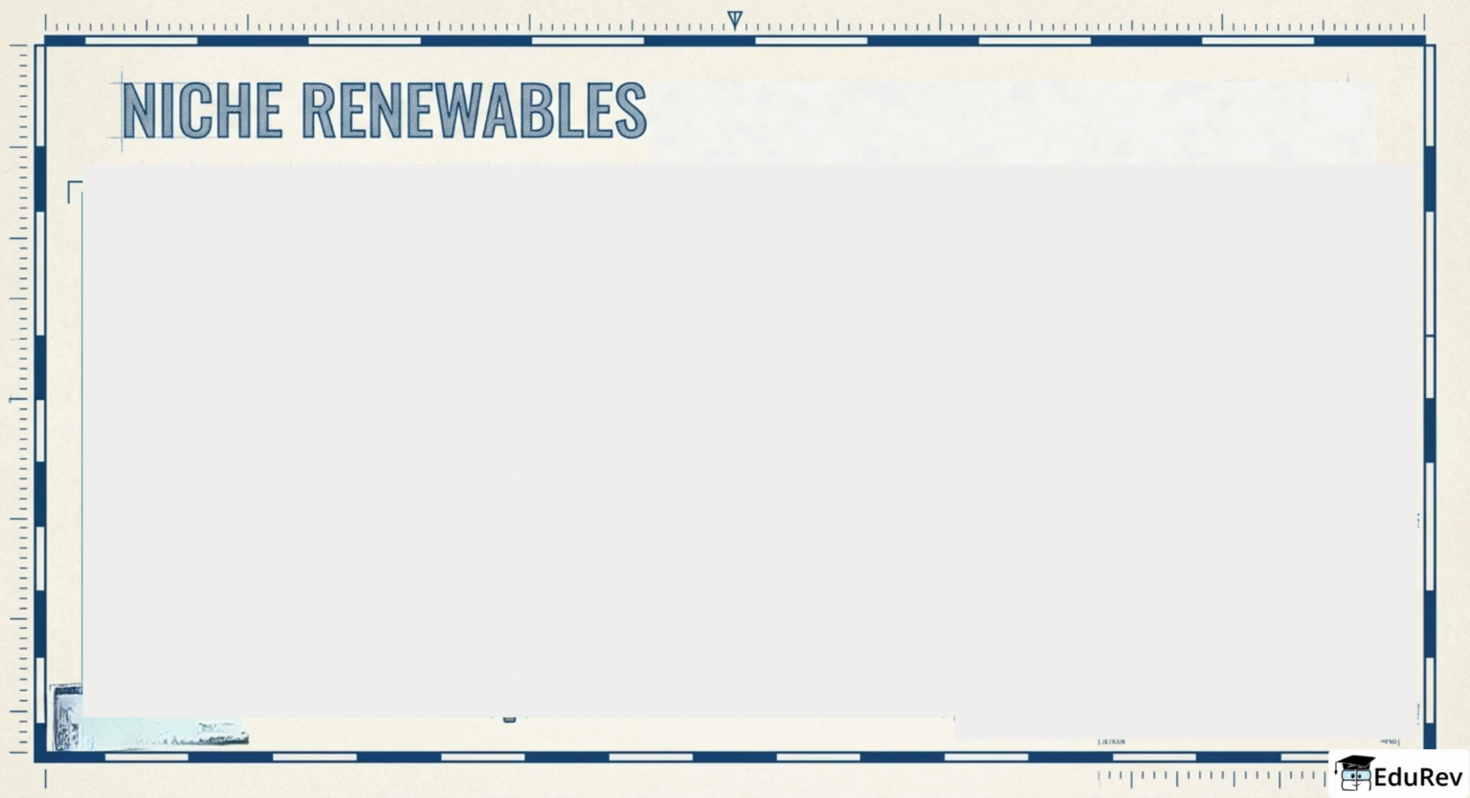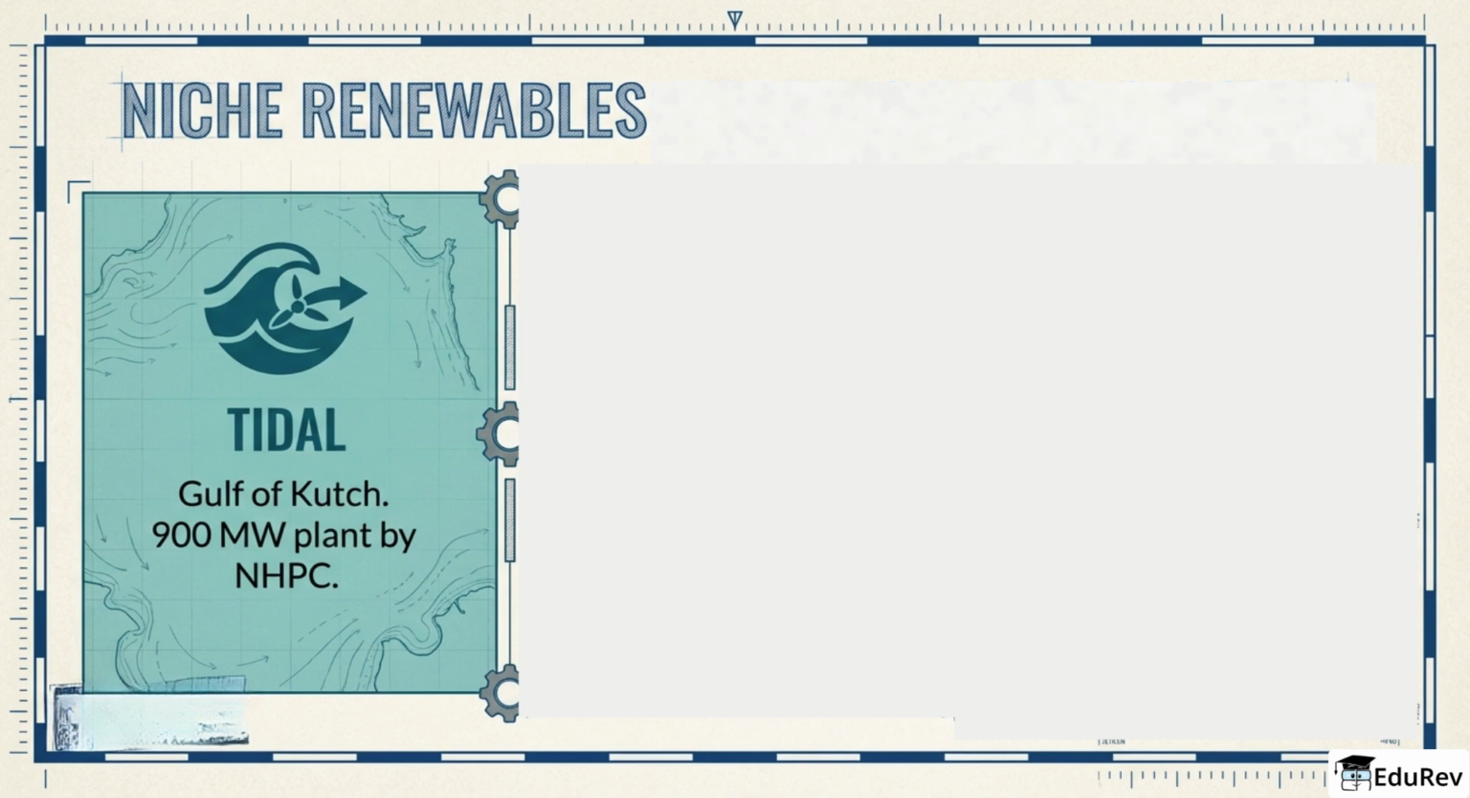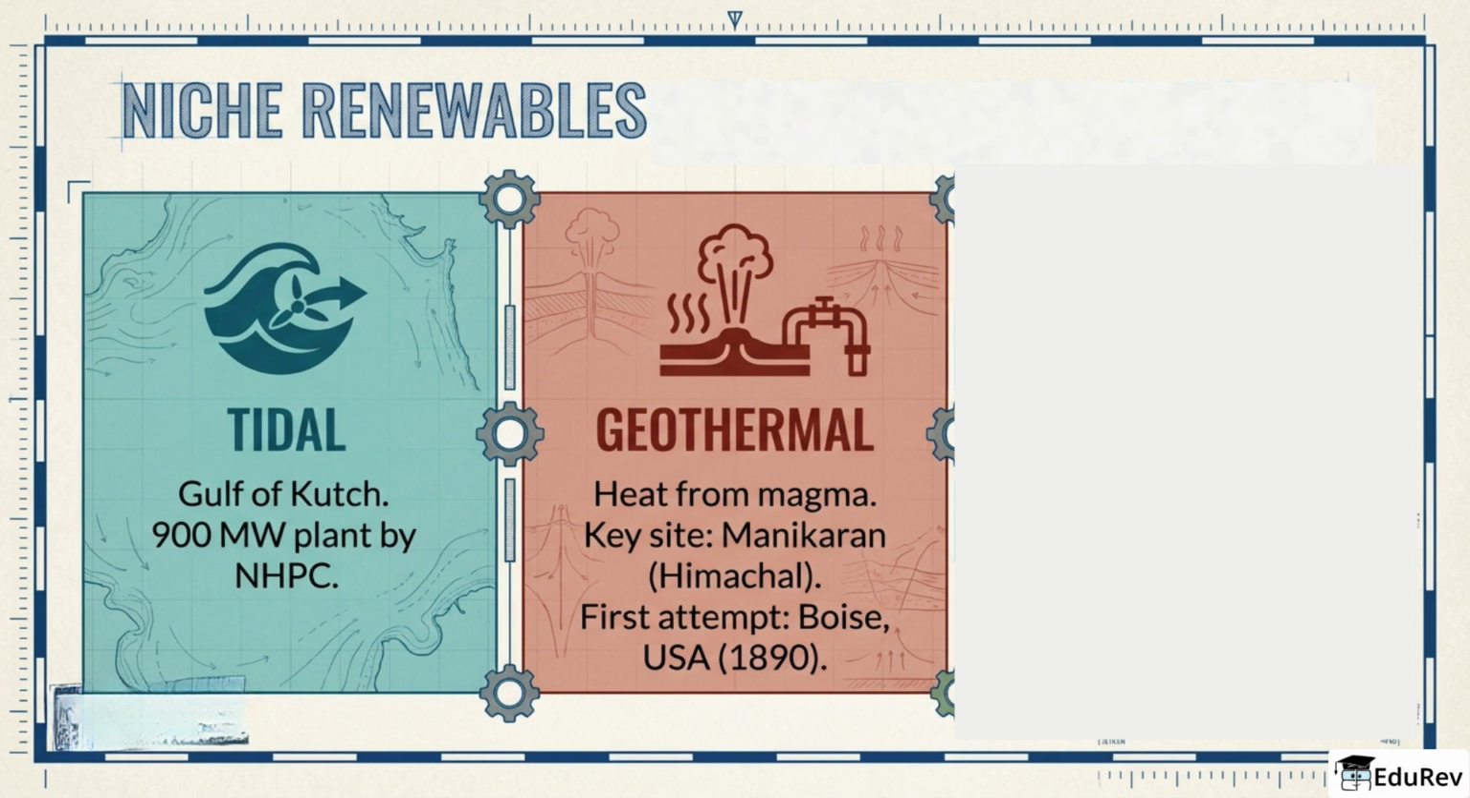Now we enter the smaller but high yield category: niche renewables. First, tidal energy. The location to remember is the Gulf of Kutch, with a projected 900 megawatt plant by NHPC as mentioned here. Second, geothermal energy. This is simply energy derived from the Earth's internal heat. In other words, heat linked to magma and subsurface geothermal activity. The key Indian site you need to remember is Manikaran in Himachal Pradesh. Then the slide gives a historical note. The first attempt at geothermal power is linked here with Boise, USA, 1890.